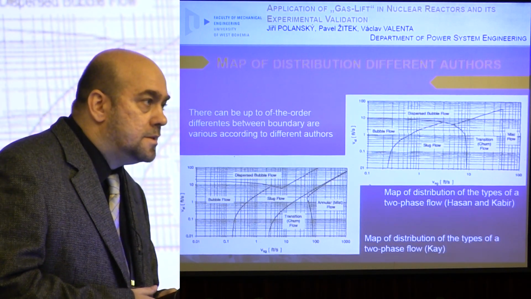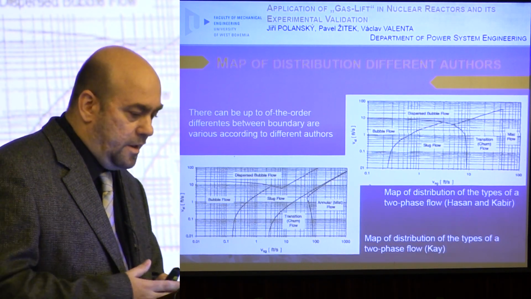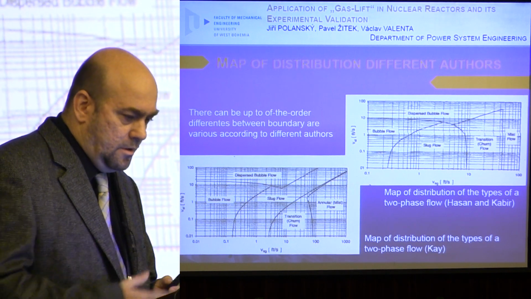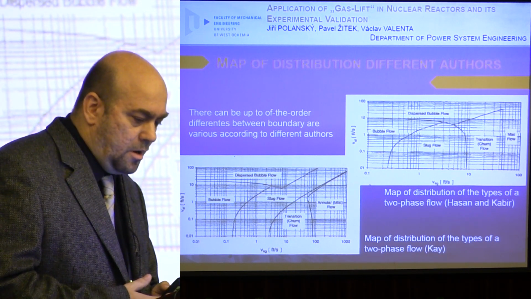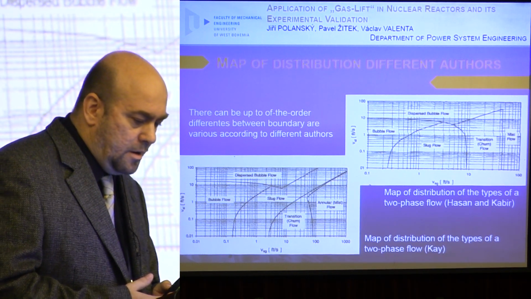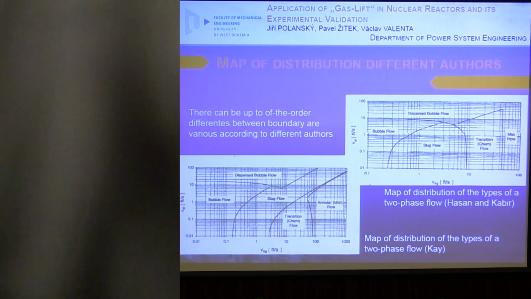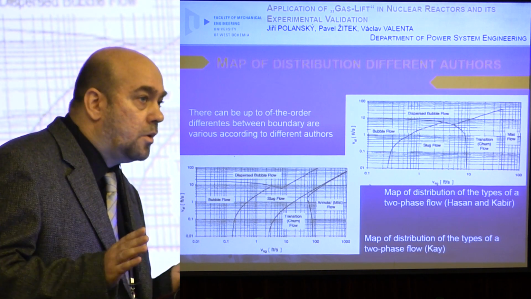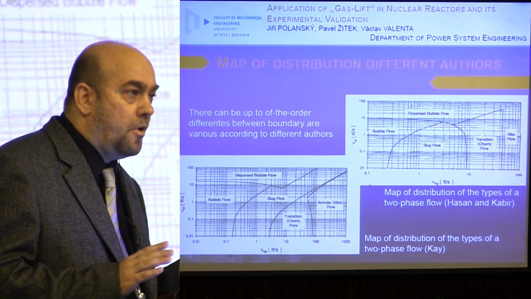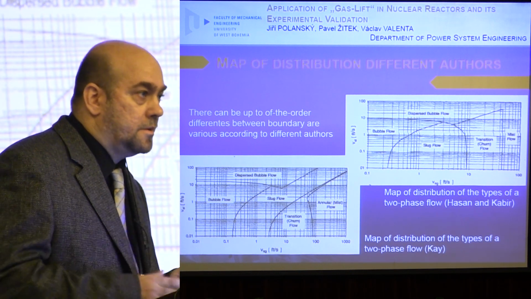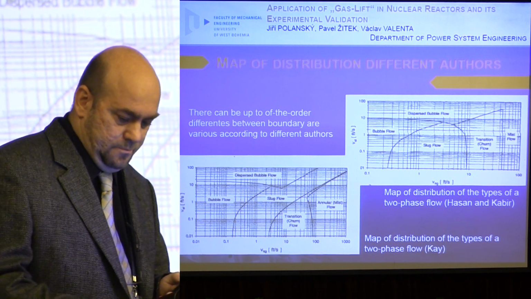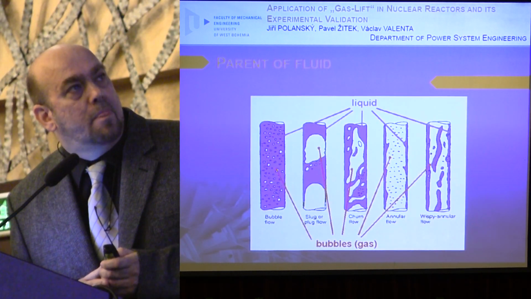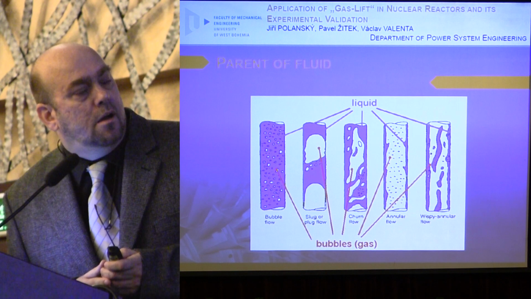In the literature, you can find different maps from what I present, for example, from author Hassan and Kabir, or from author Kai. It is similar. And we also recognize this map for vertical and horizontal flow. The types of the two phase flow.